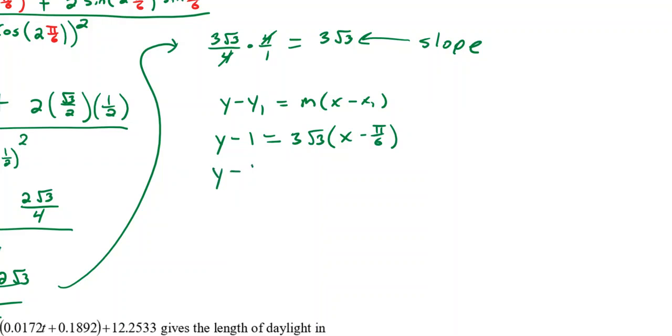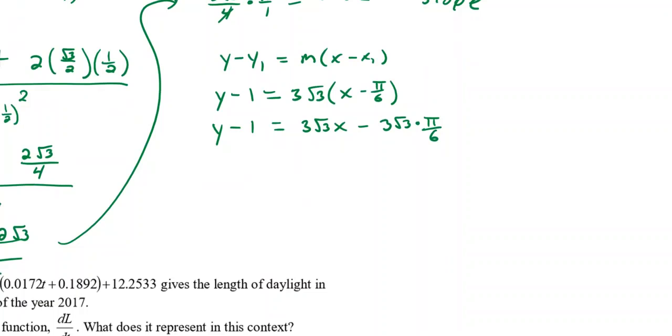Okay, I'm going to write this part again. Y minus 1 is equal to. Now I'm going to expand this one out. So this would be 3 root 3 times x minus 3 root 3 times pi over 6. Now I'm going to write it all again. Y minus 1 is equal to 3 root 3 times x, and then just cancel the 3 and the 6, leaving a 2. So that would be minus root 3 times pi over 2.